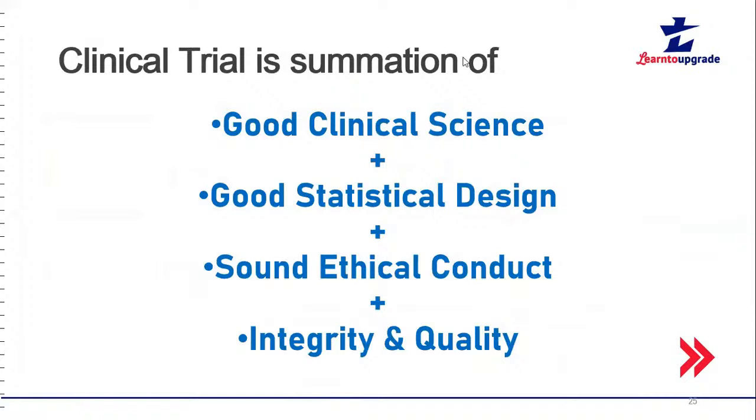A clinical trial is a summation of good clinical science, good statistical design, sound ethical conduct, and integrity and quality. When we have all this together, we can say that we are doing really good quality clinical research. When we have good clinical science knowledge, we are following everything ethically, the statistical design is going very correctly, and we have the integrity and the quality in it, then it actually shows that our clinical trial is going correctly.